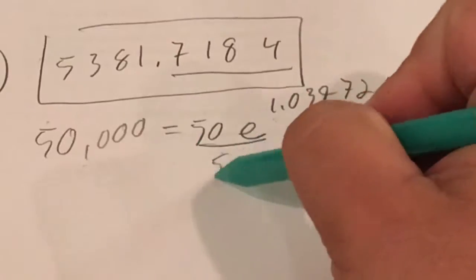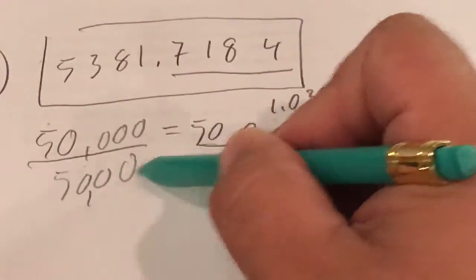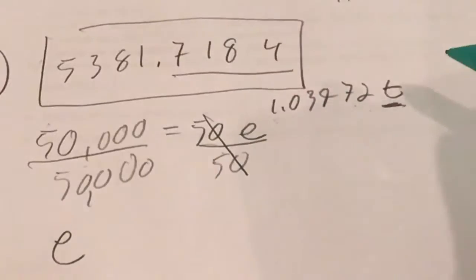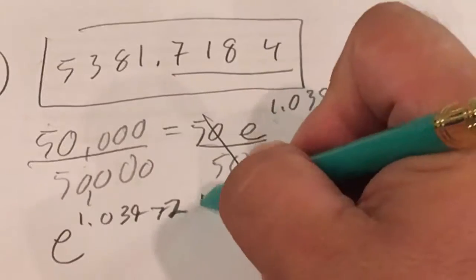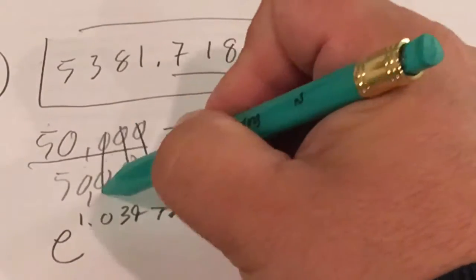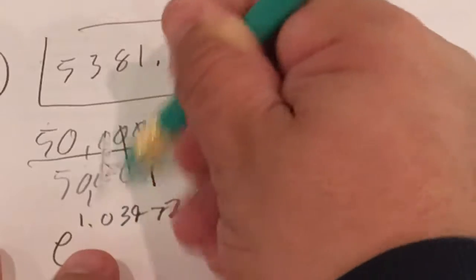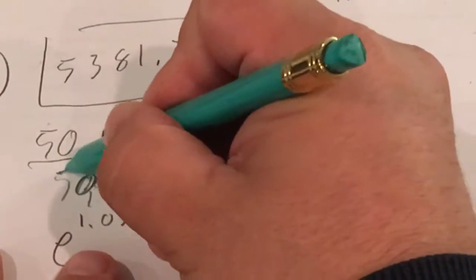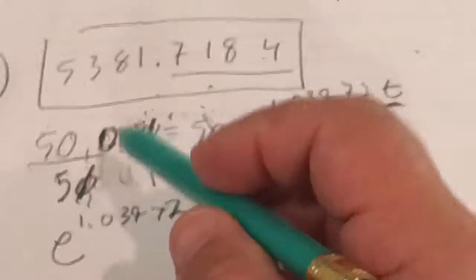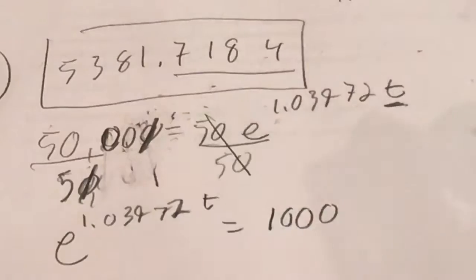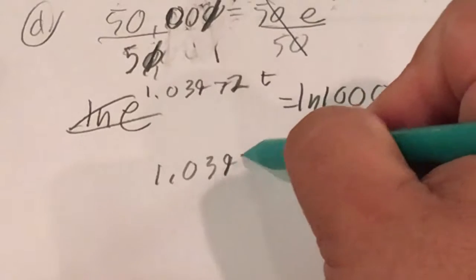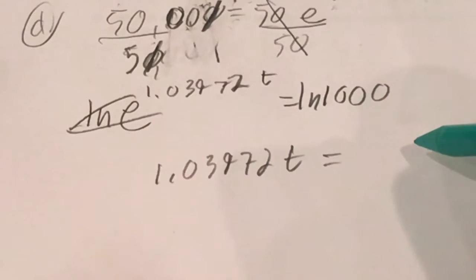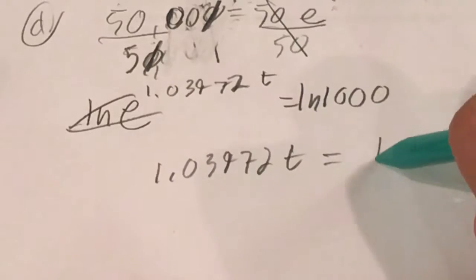So I'm going to divide both sides by 50. And that'll give me e to the 1.03972 t equals whatever 50,000 divided by 50 is. 50,000 divided by 50, I can get rid of some zeros. So that's going to be 5,000 divided by 5 equals 1,000. Now I have to ln both sides to get rid of the e. When I do it, it cancels that e out, and that gives me 1.03972 t equals ln 1,000.